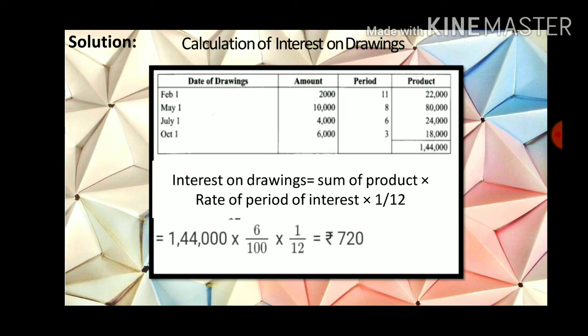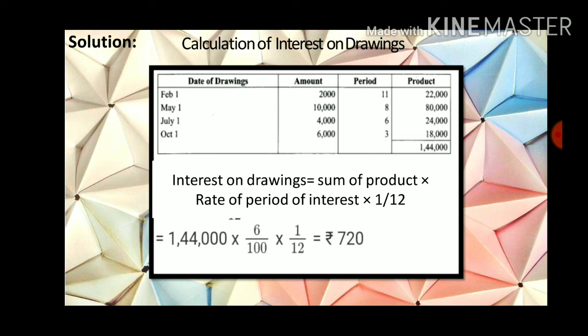Then the third step, calculate interest at the prescribed rate for 1 month by using the following formula. Interest on drawing equals sum of product into rate of interest per annum into 1 by 12. The 1 by 12 is very, very important. Interest on drawing is into sum of product.